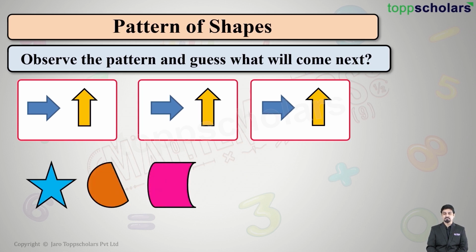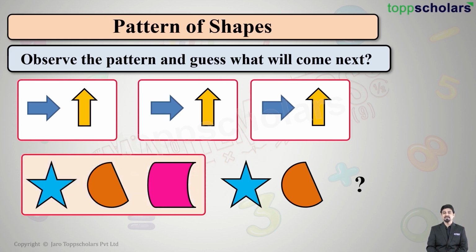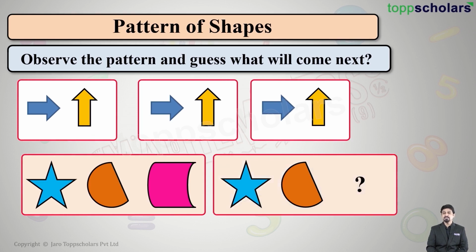Let's look at the next pattern. What is it that we have to find out? We have to find out what comes in the place of question mark. Observe. Try to make groups. We can make group of 3 like this. A star, a semicircle and a curved pink shape. In the second group, the star is present, the semicircle is present, but the curved pink color shape is missing. That is it, what will come in the place of question mark, completing our pattern. Pattern of shapes, very easy to identify.